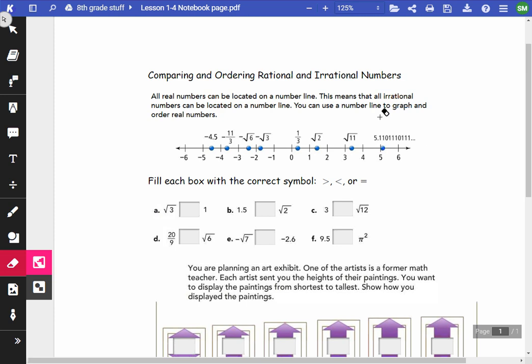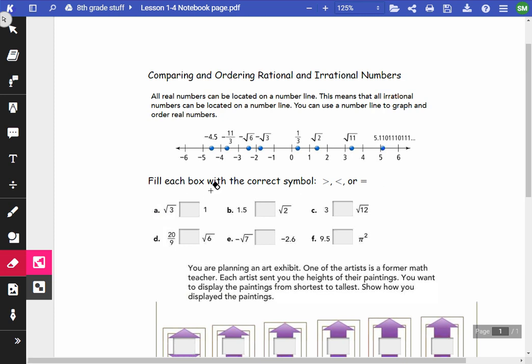So you have an example of a number line with all kinds of numbers here. A negative decimal, a negative fraction, a couple of negative square roots, a fraction, a square root, and then an irrational number that has a pattern but not an exact repeat. So let's just jump right in.